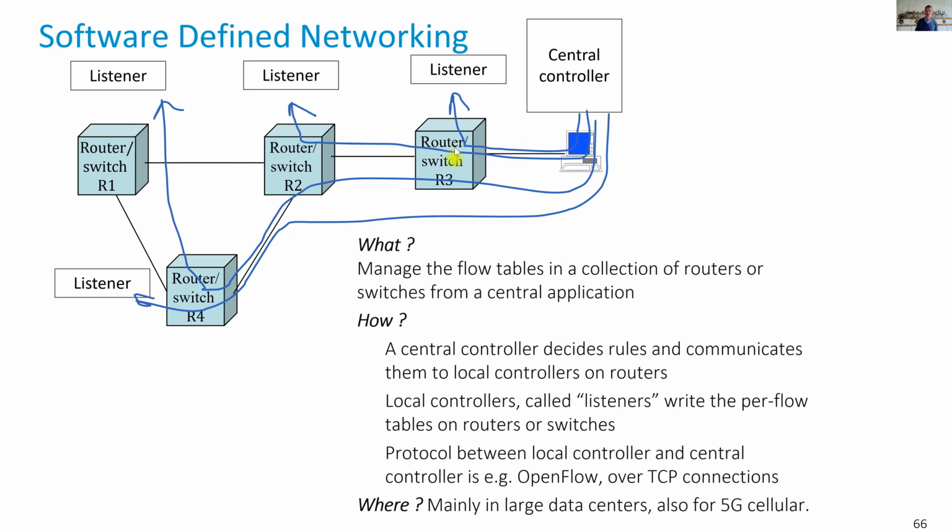So instead of writing those rules manually in each of those communication nodes, routers or switches, we write them in an app, in an application, or even better, we have an optimization program that will compute the rules based on some objective that we have and download them into all devices here.